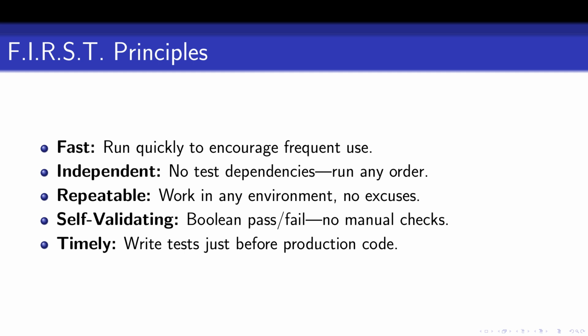The first principles are your checklist for killer tests: fast, independent, repeatable, self-validating, timely. Fast means they run quick, so you use them often. Independent, no test leans on another, run any order you like. Repeatable, they work anywhere, no excuses. Self-validating, just pass or fail, no digging through logs. Timely, write them right before the code they test. Follow these, and your tests stay sharp and effective.